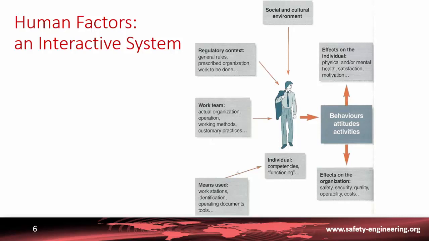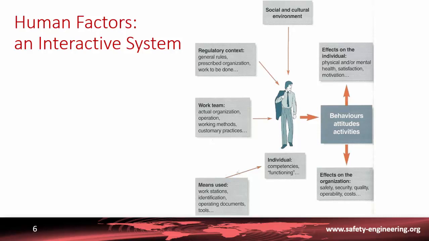So if we want to consider human factors, we have to identify the various elements that could influence human behavior and attitude during the activities. The first element is the social and cultural environment. When we talk about safety culture, an important word is culture, because the culture is not the same everywhere. The US culture is different from the European culture, or the Latin culture or the Japanese culture. And these elements are important in the way the individual behaves. Another aspect is the regulatory context. The nuclear industry is a very regulated industry with a lot of requirements, not only on technical aspects, but also on organizational aspects.